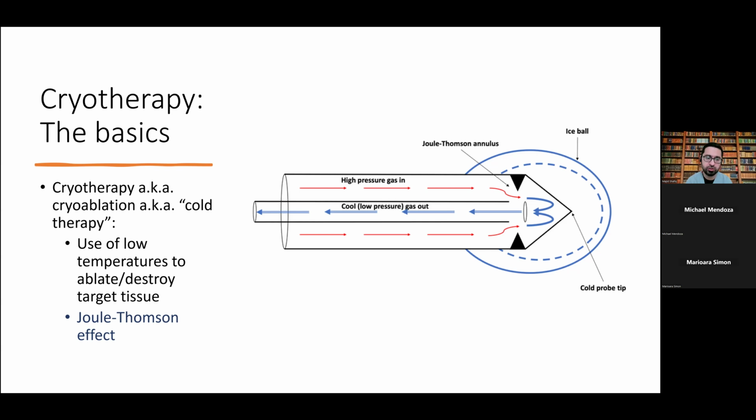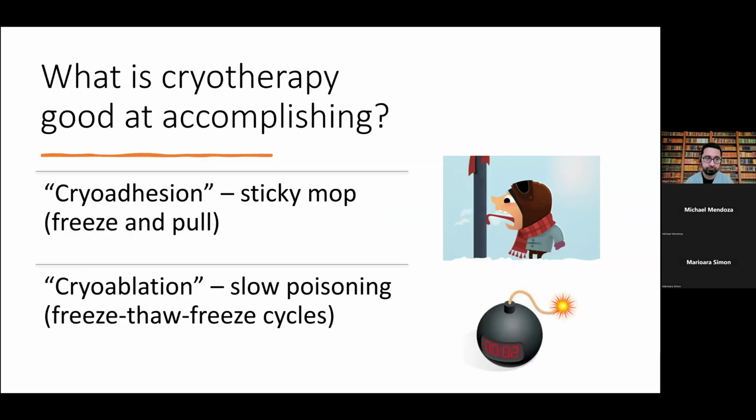We take advantage of the Joule-Thomson effect. So, a gas rapidly cools down as it expands if you had pressurized it in the first place. So all natural gases except hydrogen and helium have this property. Most of the time we use carbon dioxide, nitrous oxide, or liquid nitrogen. Those are the gases that are typically used as cryogens for medical cryotherapy, but really you can use a lot of them. And what is cryotherapy good at accomplishing?